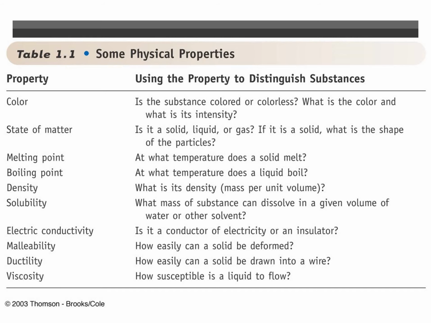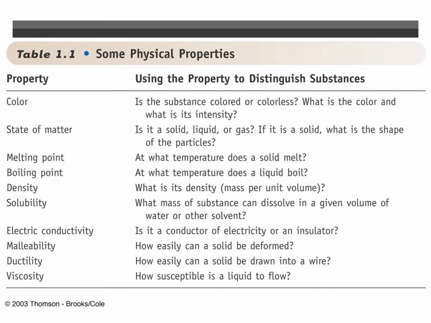Now, this table shows some physical properties. These are the ones that I want you to remember. Color is a physical property. State of matter is a physical property, whether it's a solid, liquid, or gas. The melting point, which is the temperature at which something melts. The boiling point, the temperature it takes for something to start boiling. Density, which is how much mass you have taking up a certain space. Solubility, how much you can dissolve of something.